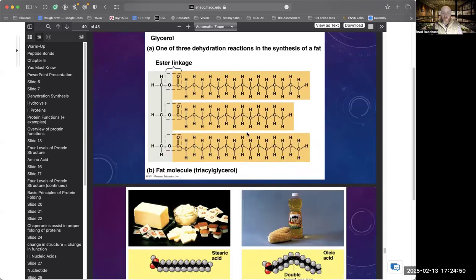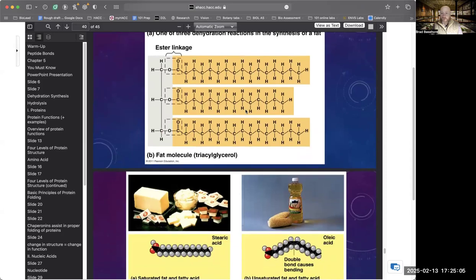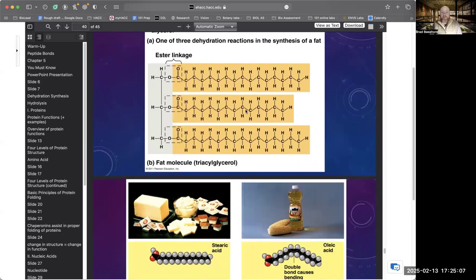So here on this molecule at the top, you can see every one of these carbons is connected to another carbon with a straight single bond. That is called a saturated fat. And the reason it's called saturated is because every single carbon bond that's available is filled up with a hydrogen. There's no empty bonds anywhere that you could possibly fit another hydrogen into. So it's saturated.